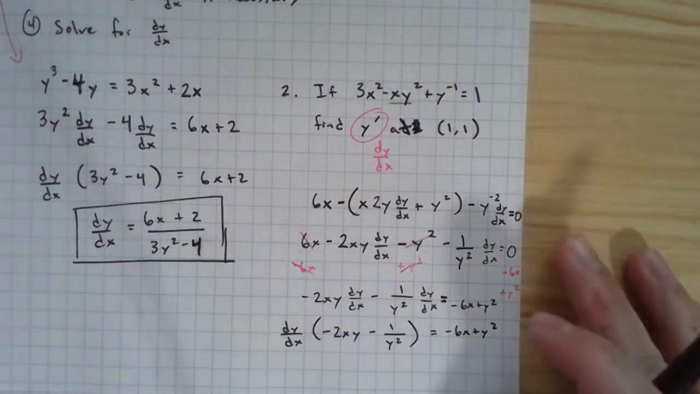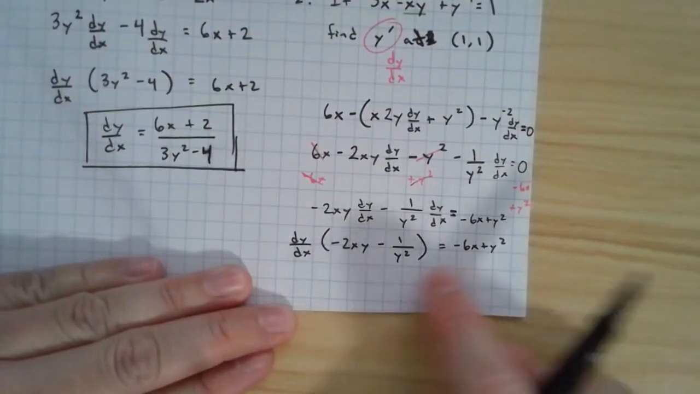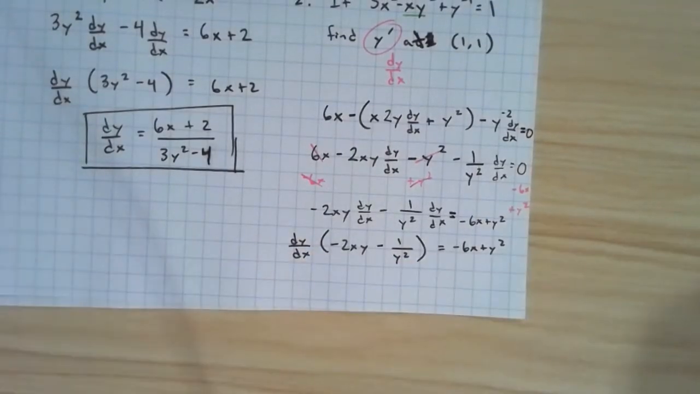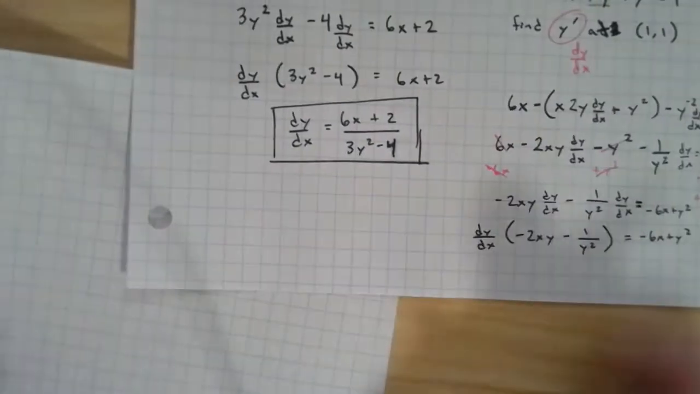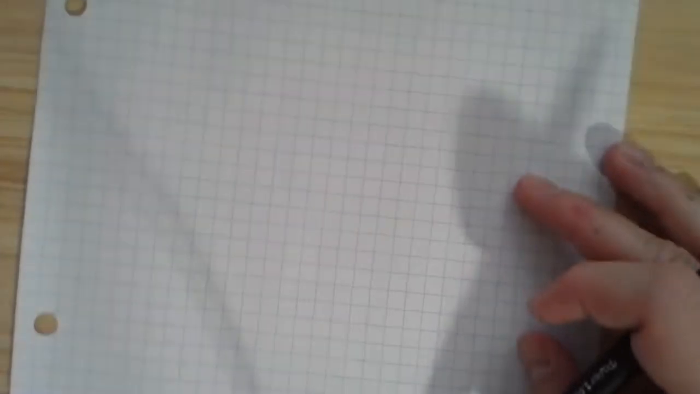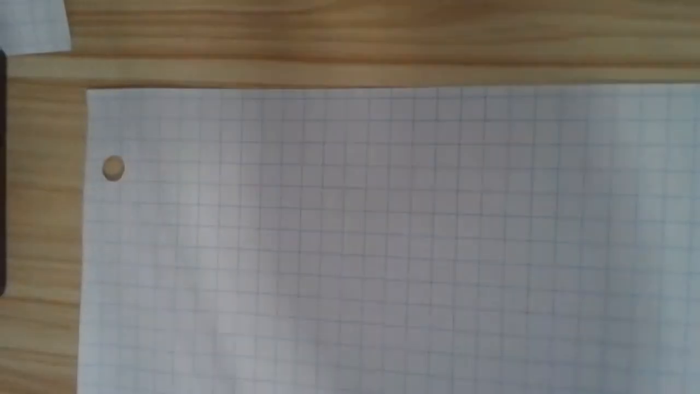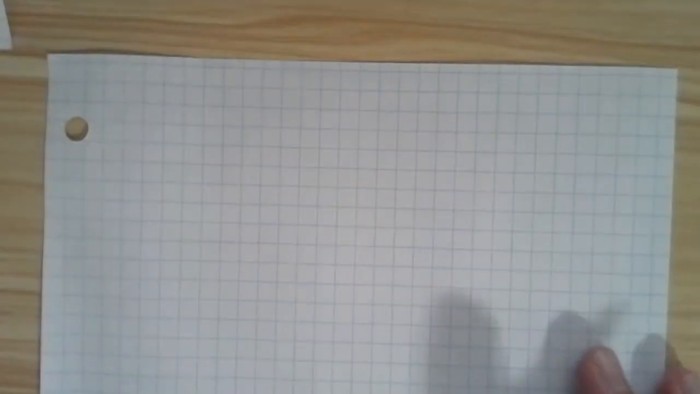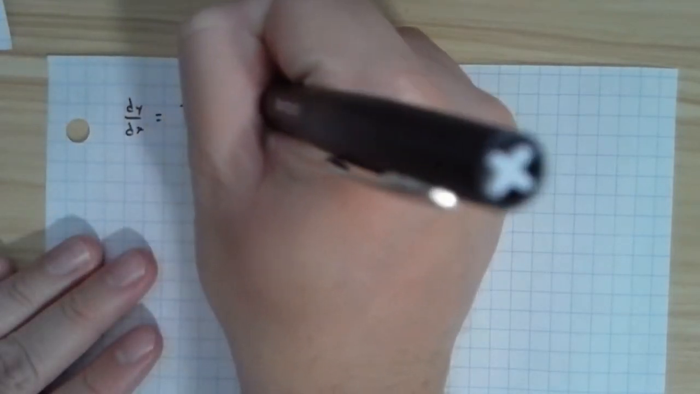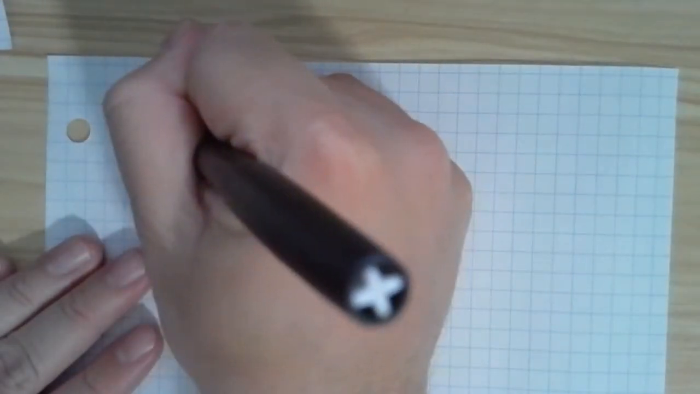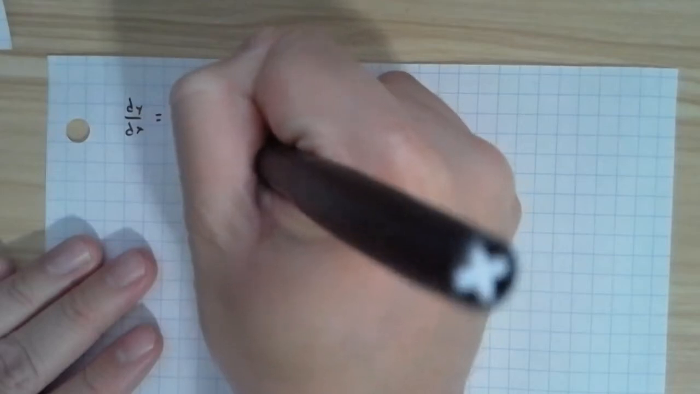Okay, and then now I can divide both sides by all of this right here, so I can isolate the dy dx. So let me see. If I divide both sides by dy dx, sorry guys, let me organize this wire here. Okay, I'm gonna get all over negative 2xy minus 1 over y squared, right?